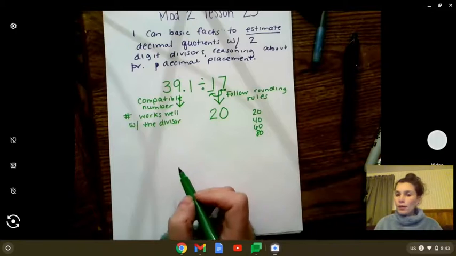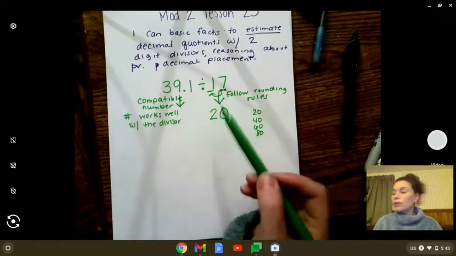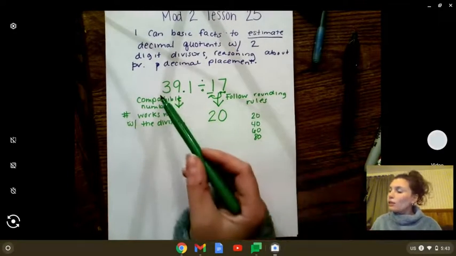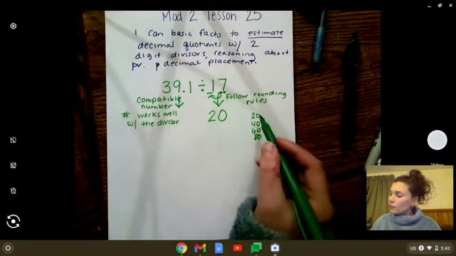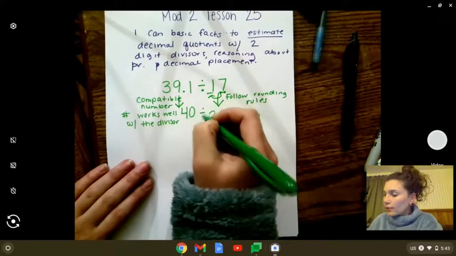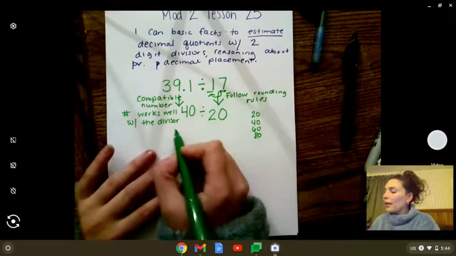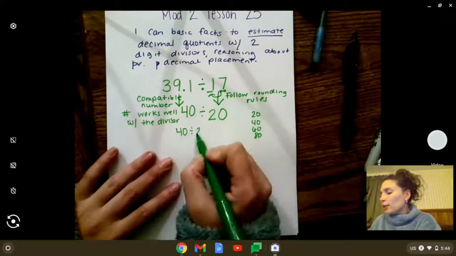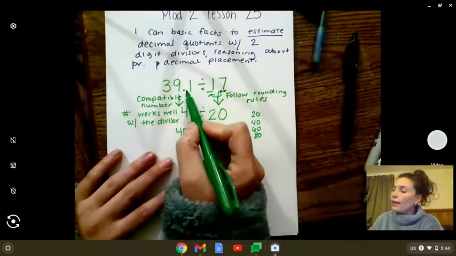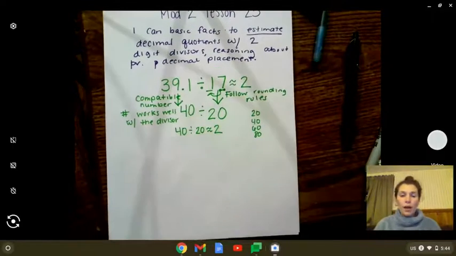So, what number is a multiple of 20, meaning on this list, and also close to 39.1? If I look at this list, it would be 40. So I could take 39 and 1/10 and change it into 40. And I get 40 divided by 20 is approximately 2. So I know 39 and 1/10 divided by 17 is around, or is approximately, 2.